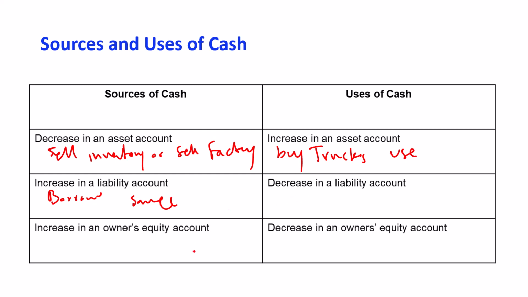In terms of the owner's equity account, when you issue new stocks, new shares, that's going to be a source of cash, meaning that the cash is coming into the firm. Or when you increase your retained earnings, that is a source of cash. But when you, for example, buy back shares or repurchase shares, that's going to be a use of cash. So whenever you look at these different accounts, you have to think about, is the cash coming into the firm or is the cash leaving the company?